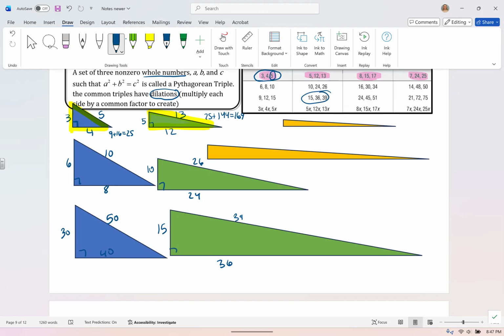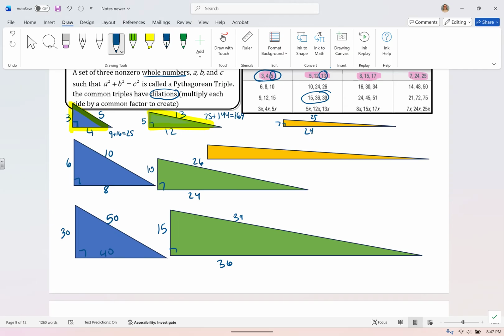Again, the longest side of the Pythagorean triple will be the hypotenuse. Another really common one is 5, and then, oh, I lied. We already did 5, 12, 13. 7, 24, and then 25. I tried to make it a little bit to scale. 7, 24, 25, that's a common one.